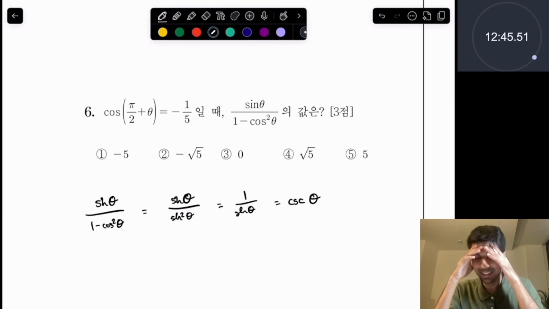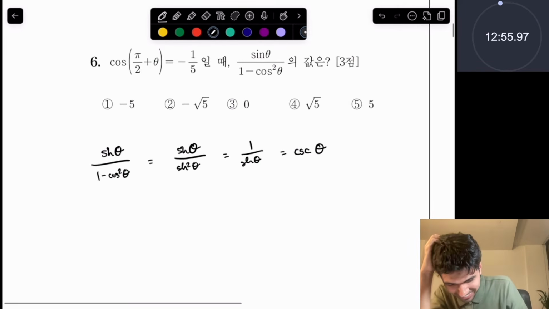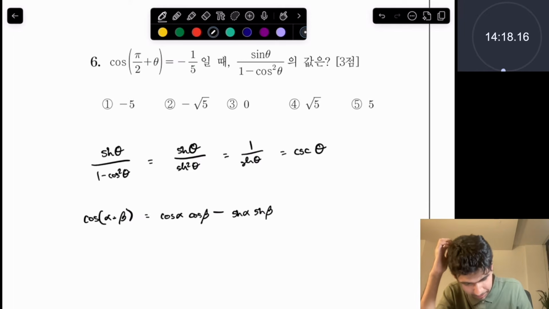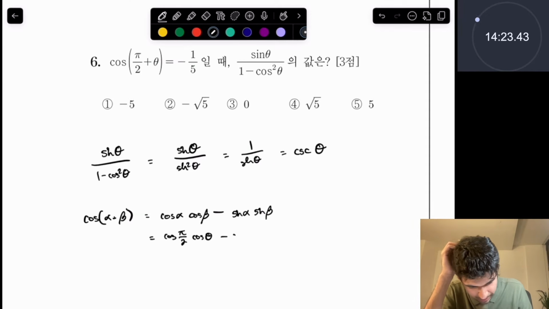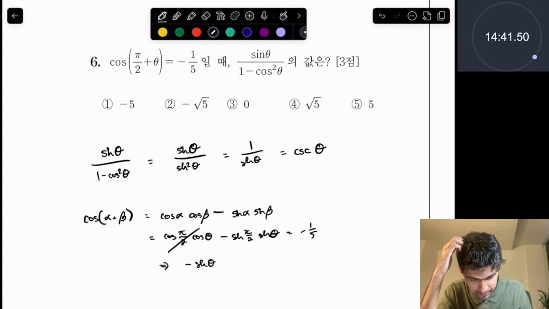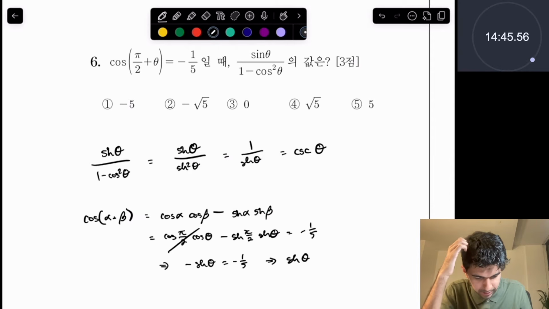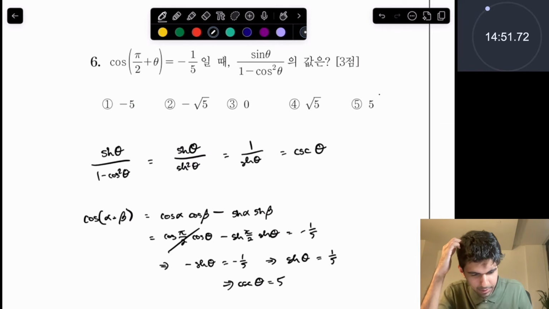So now, oh geez, do I remember my cosine angle sum thingy? Oh no. Well, okay, let's just evaluate and see what happens. So we have, this first term goes to 0, so negative sine of theta is equal to negative 1/5. Sine of theta is 1/5. And so cosecant of theta is 5.